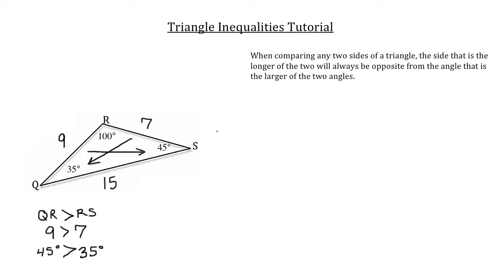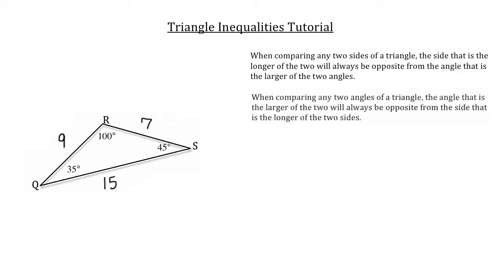So, the next thing we want to say about these triangles is that when comparing any two angles of a triangle, the angle that is larger of the two will always be opposite from the side that is longer of the two sides. What I mean by this is, let's compare angle Q to angle S. We know that angle Q is less than angle S, because angle Q is 35 degrees, and the measure of angle S is 45 degrees.